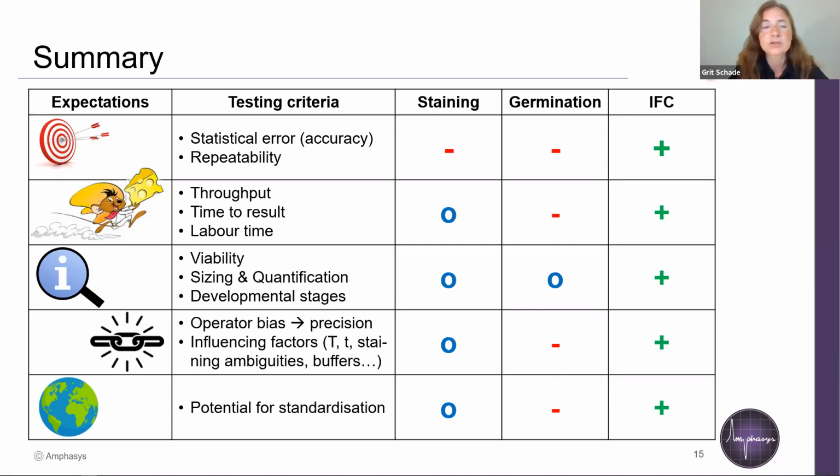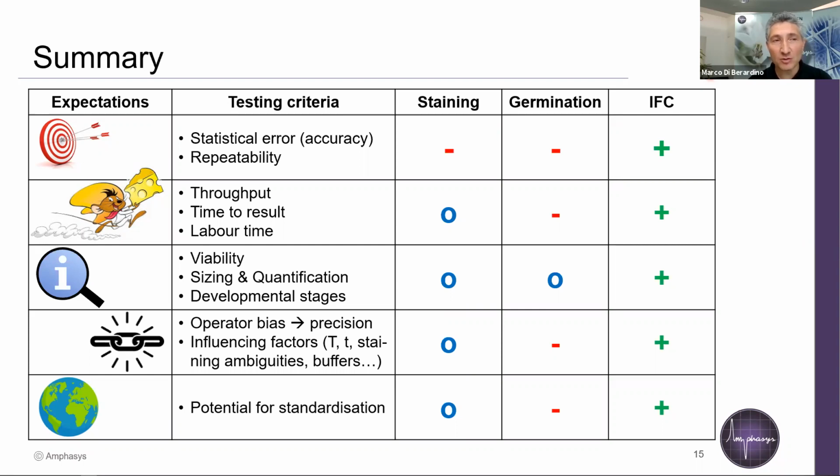There came up some questions about the price. Is IFC more expensive than the staining method or than germination? Very good question. I guess one has to differentiate among the three methods. If you compare the hardware requirements, for example, IFC and staining might be similar, for example if you're using image software analysis, or if you are using fluorescence microscopes, which are much more expensive than normal microscopes.